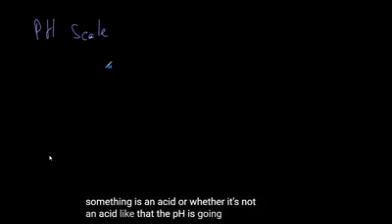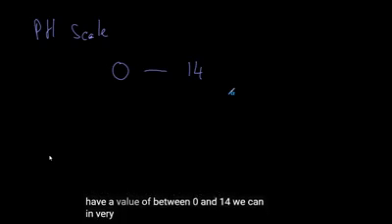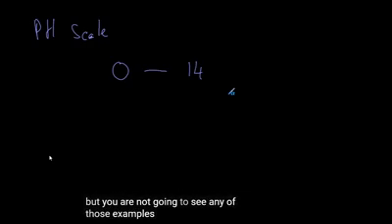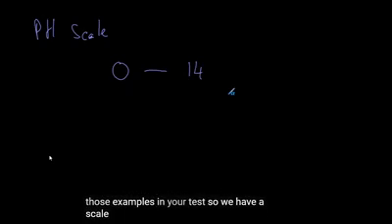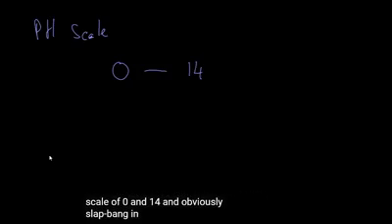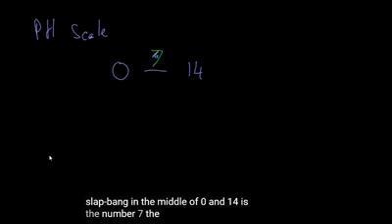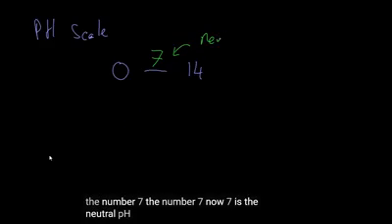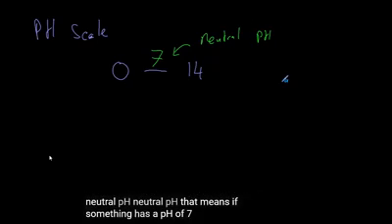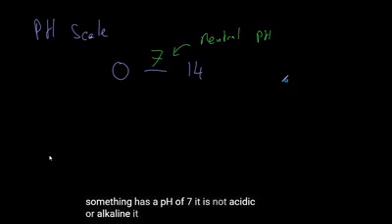The pH is going to have a value of between 0 and 14. We can, in very special cases, go above 14 and go below 0, but you are not going to see any of those examples in your test. So we have a scale of 0 and 14, and obviously slap bang in the middle of 0 and 14 is the number 7. Now 7 is the neutral pH. That means if something has a pH of 7, it is not acidic or alkaline, it is neutral.